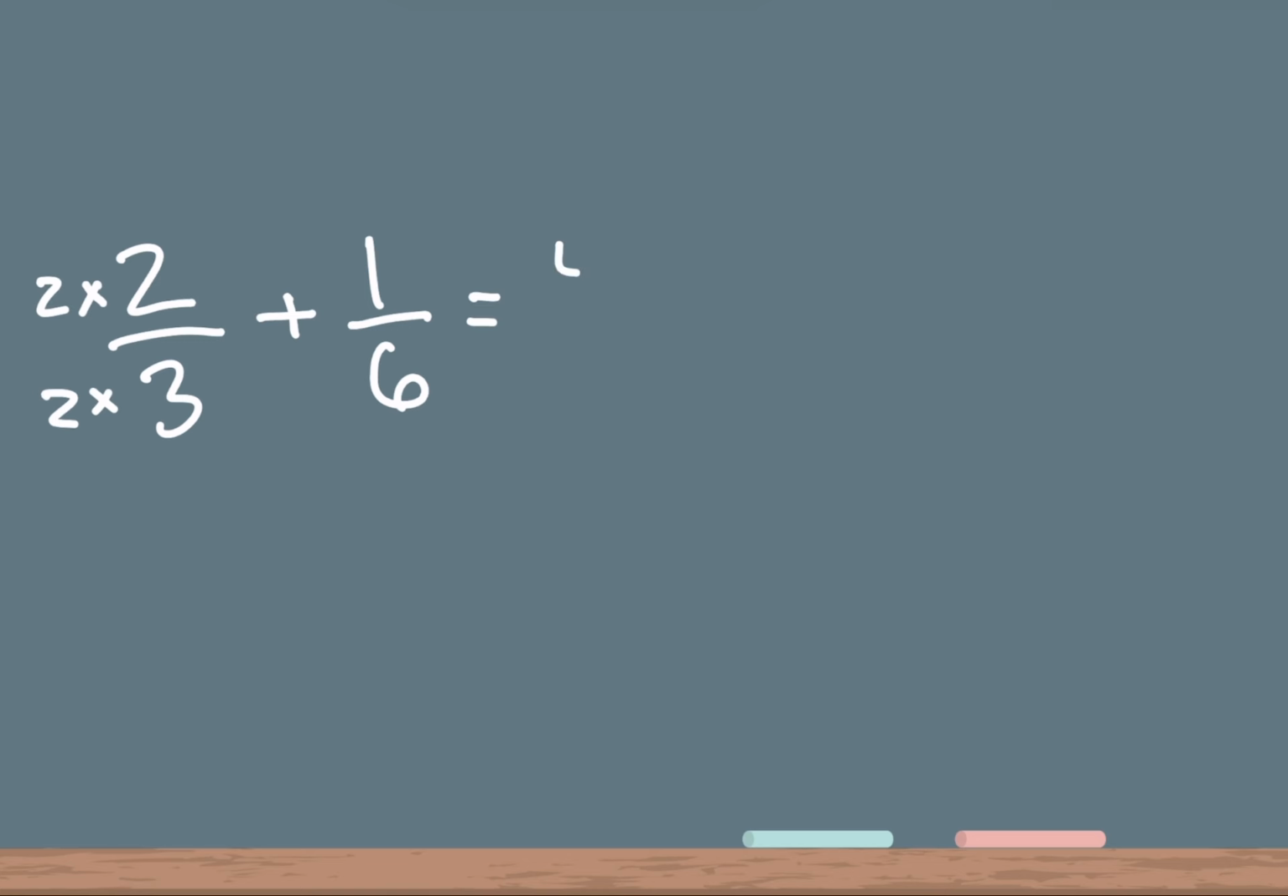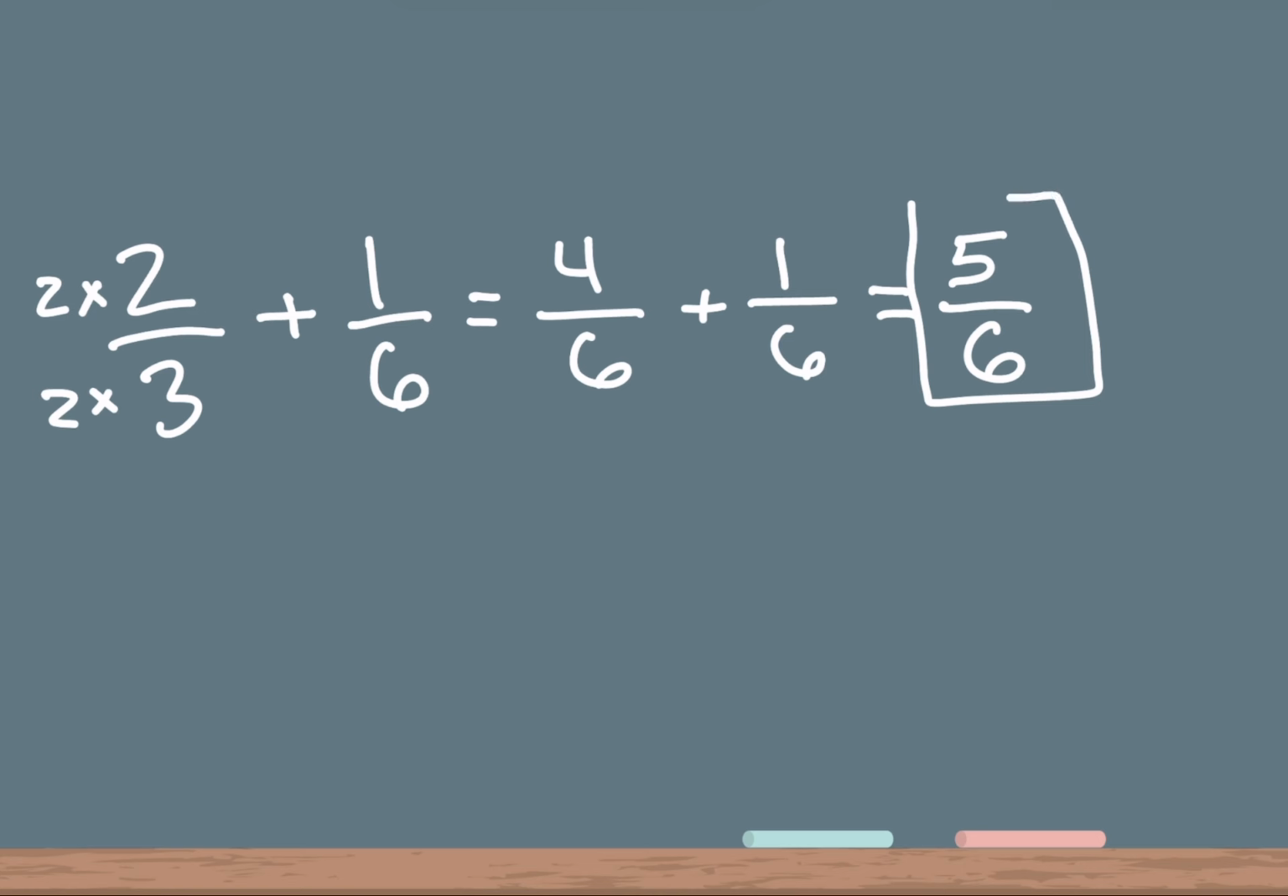2 times 2 is 4. 2 times 3 is 6 plus 1 over 6. Okay, so now you can see that we have the common denominator of 6 on the bottom. Okay, so now next step would be just to add the top 2 numbers, which is 4 plus 1 is 5, and your denominator stays the same, 6. Okay, our answer is 5 over 6 for this problem. And normally the next step would be to simplify, but in this case, 5 and 6 does not have a common factor, so this is it in its simplest form.